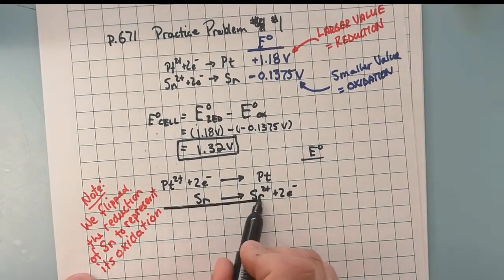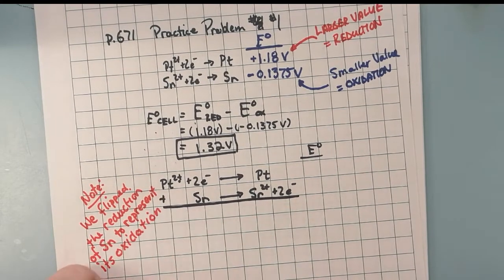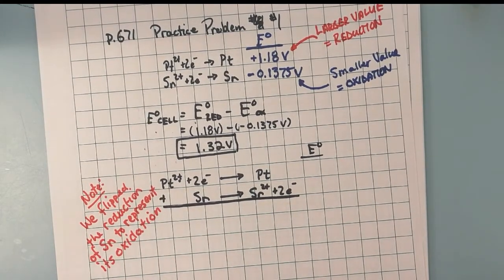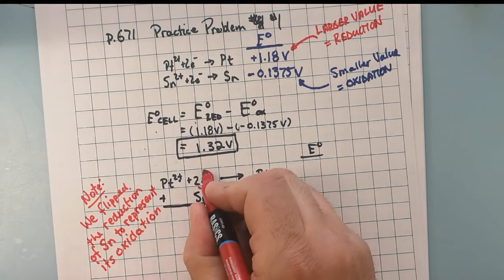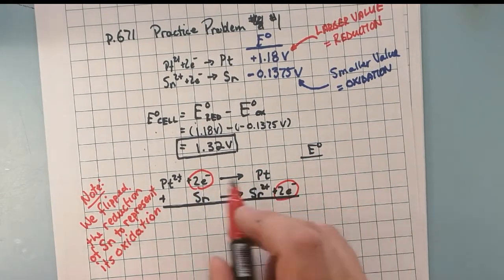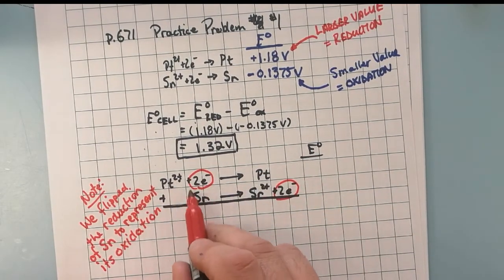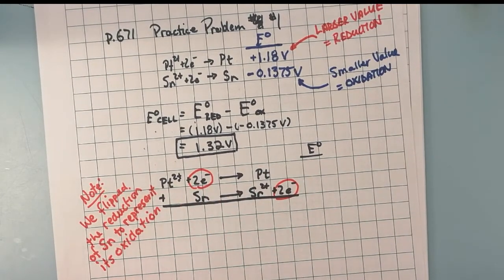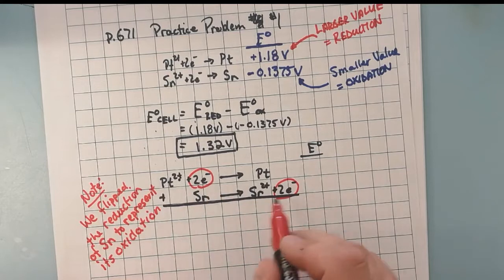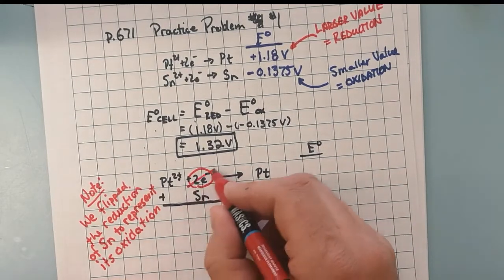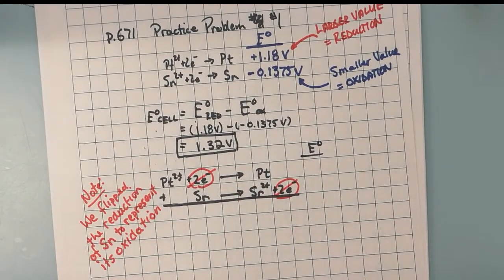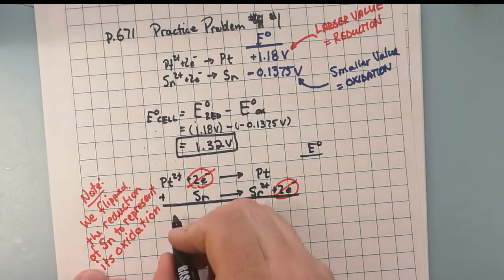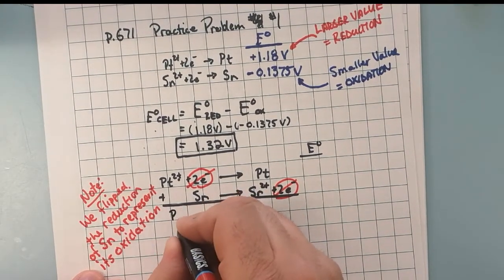Now, when we add these two half reactions back together, the first thing we look for is, do our electrons lost and gained match? If they don't, we would need to multiply each of these half reactions by a factor that would make these electron values equal. In this case, 2 and 2 is equal, so no factors are needed. When we add these together, we get our balanced reaction.